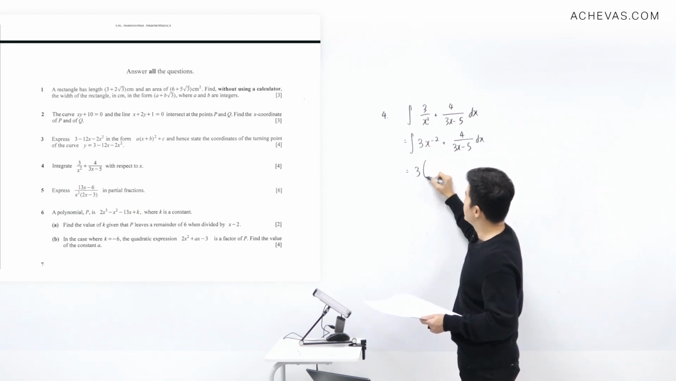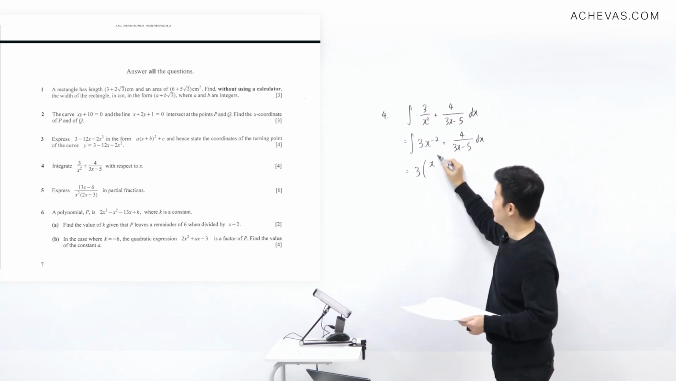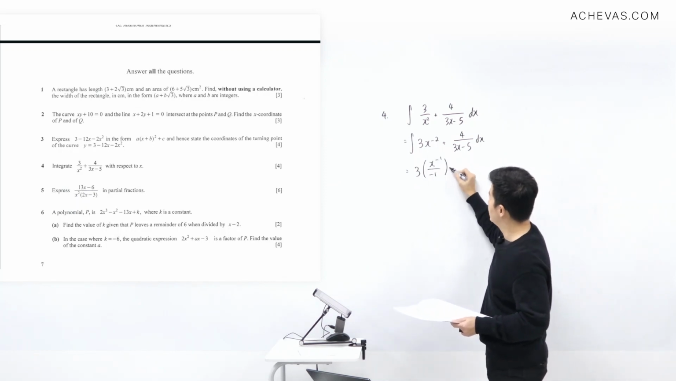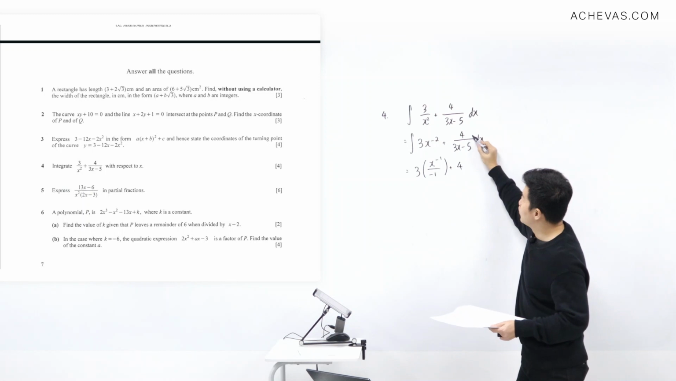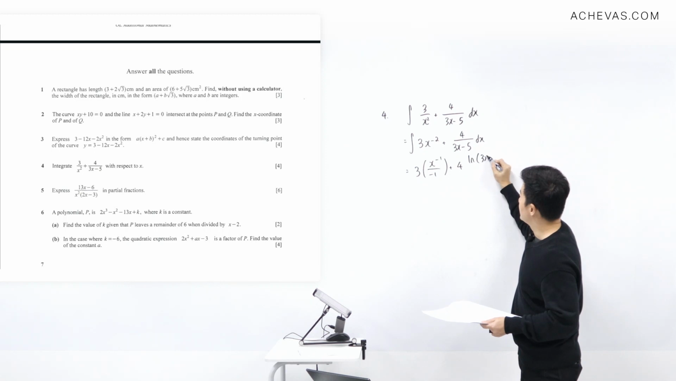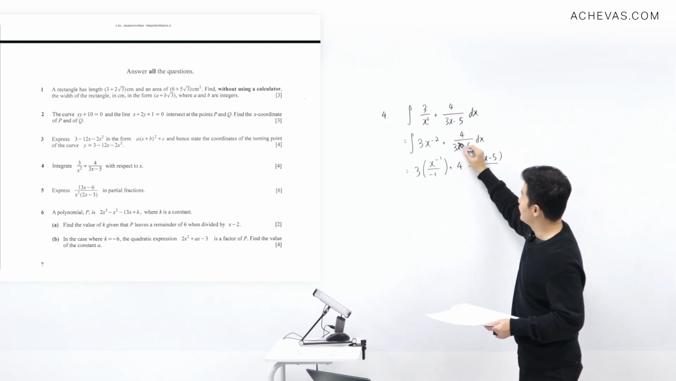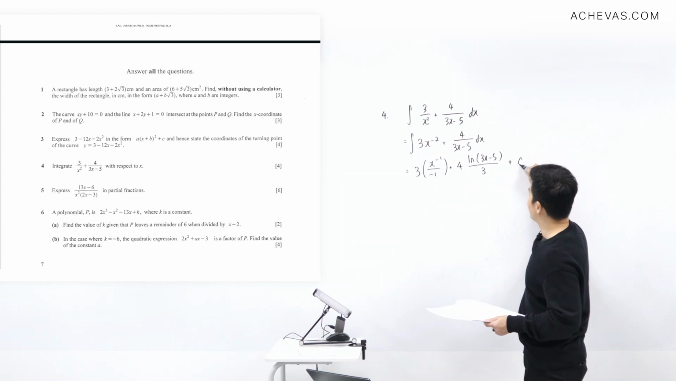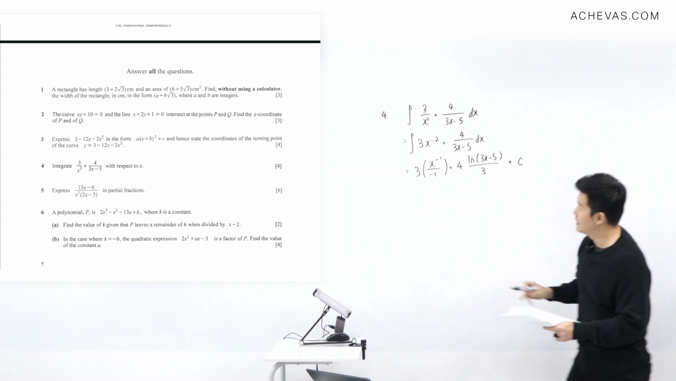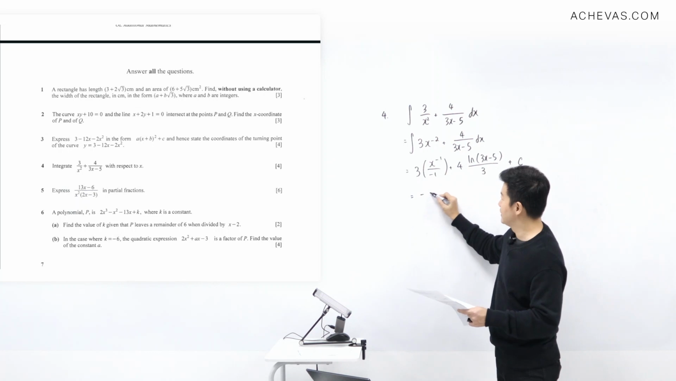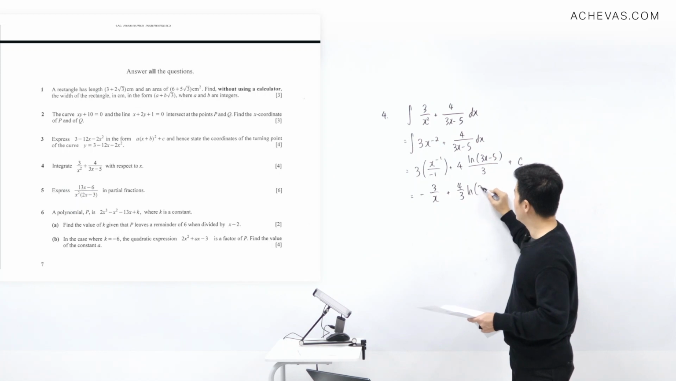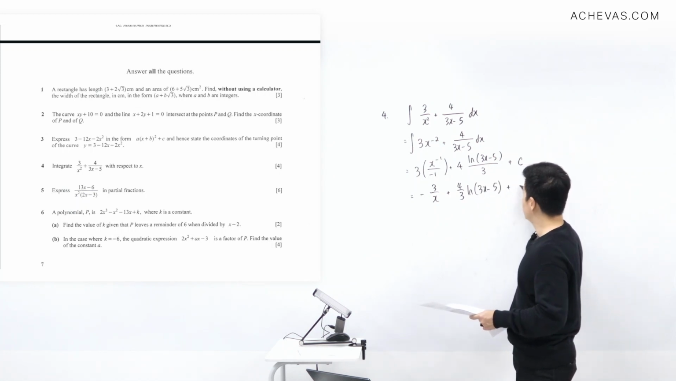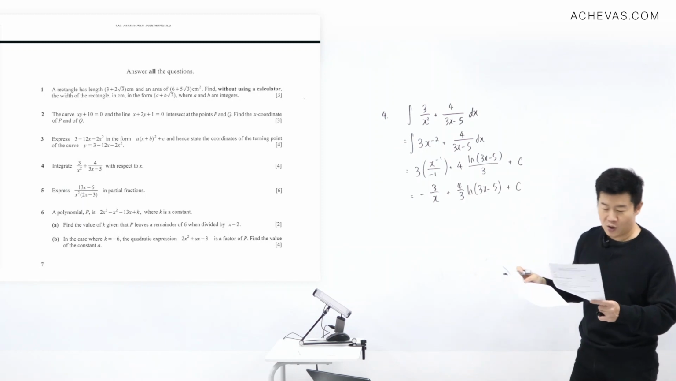So integrating this, it is going to be x to the power of minus 2 plus 1, which is minus 1, divided by minus 1. Plus integrating this, we have a 4, which is the coefficient. I'm going to just let it be. So 1 over 3x minus 5. When we integrate it, it is going to be equal to ln of 3x minus 5 divided by the coefficient of x, which is 3. And let's not forget about the plus c. So we have this. Let's do a bit of simplification. This will give us a minus 3 over x plus 4 over 3 of ln of 3x minus 5, then plus c. Okay, so far so good.